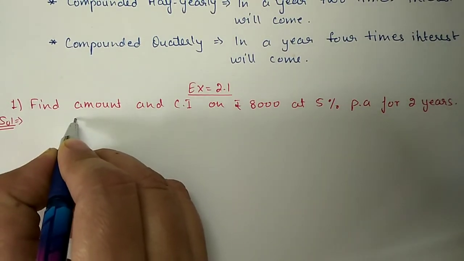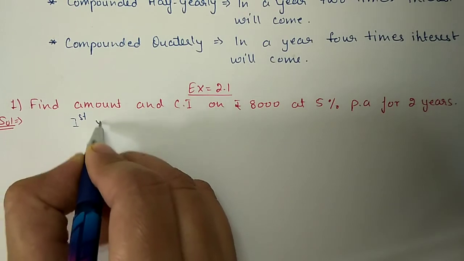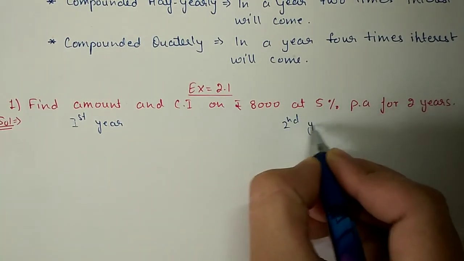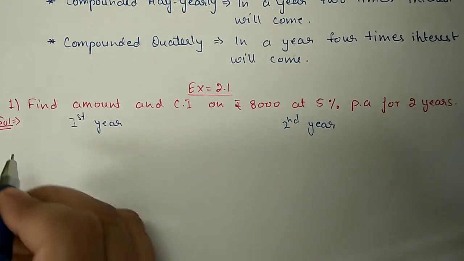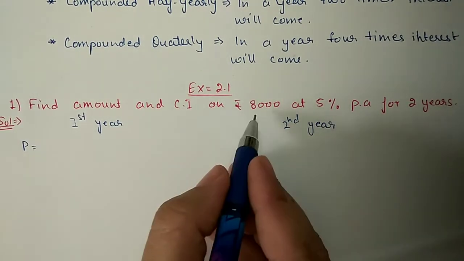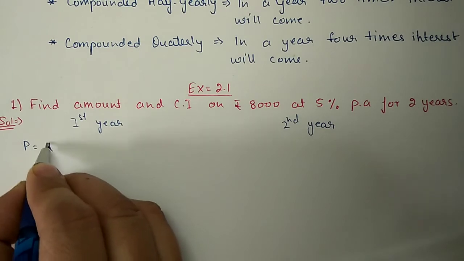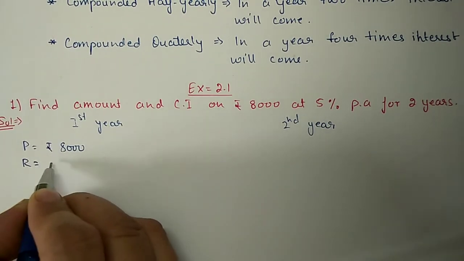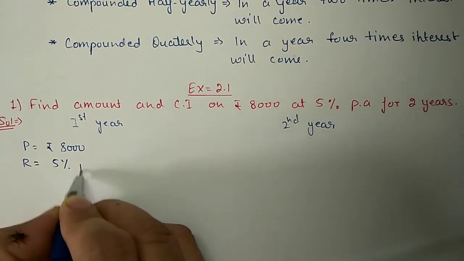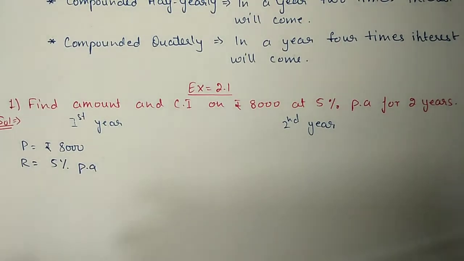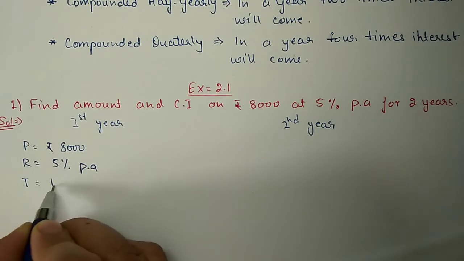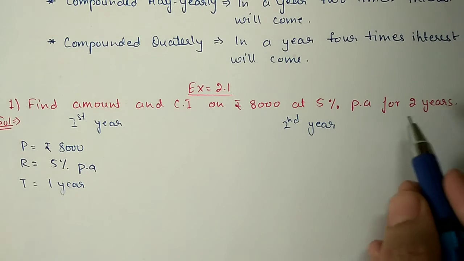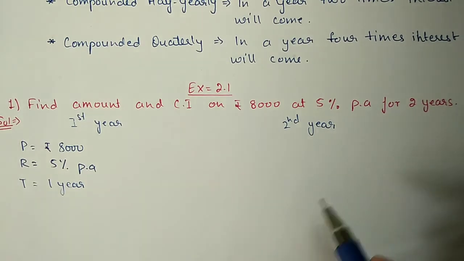So first for the first year, and then we will calculate for the second year. For the first year, the principal money is 8,000 rupees, as given in the question. Rate of interest is 5% per annum. Then time we will take as 1 year, because we are calculating for the first year, and the second year we will calculate after this.